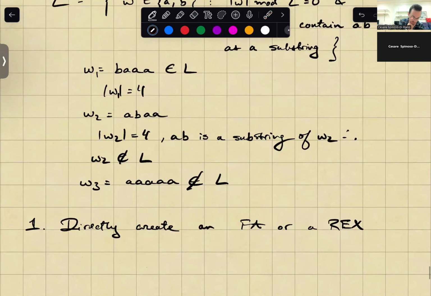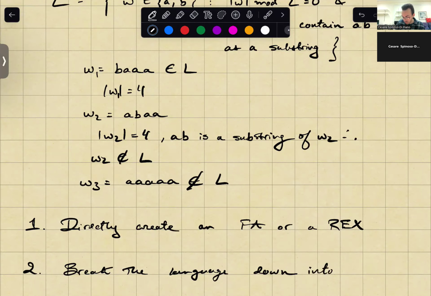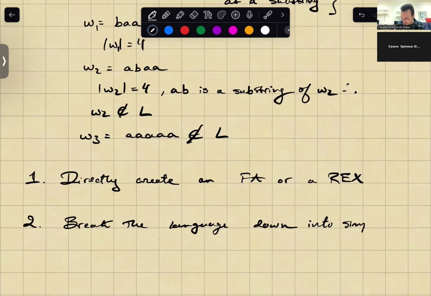So instead of taking this path, which is possible but maybe a bit tricky, I'm going to break the language down into simpler parts and leverage the closure properties.